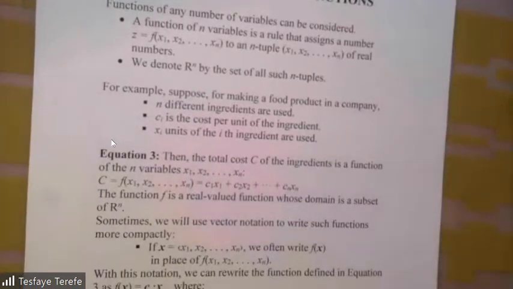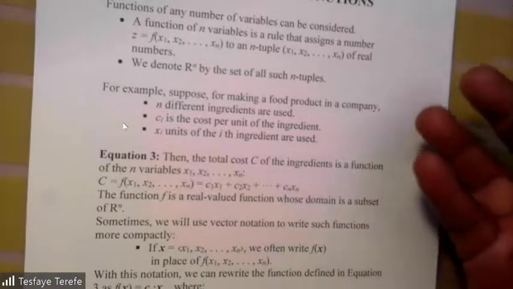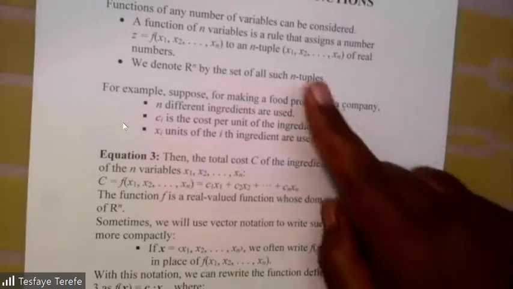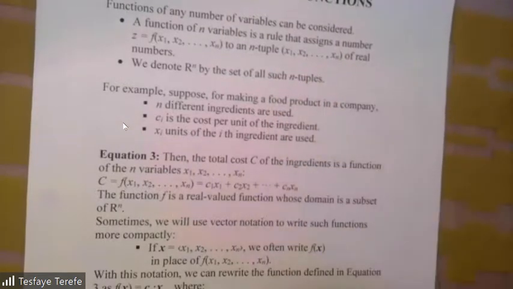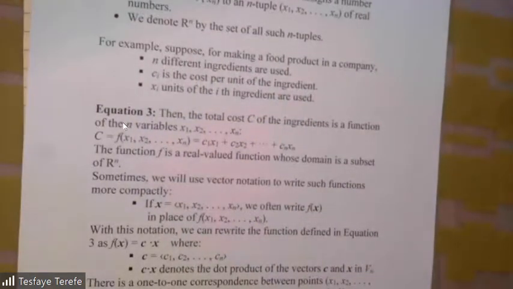Okay, functions of any number of variables can be considered. Yeah, mathematics starts with concrete and it stretches the limits. That is what is really happening. A function of n variables is a rule that assigns a number z, which is f of x1, x2 up to xn, to an n-tuple. Look, you have an ordered pair, triple, then quadruple, n-tuple. So these are the inputs of real numbers. We denote this by Rn, the n-dimension set of such n-tuples.